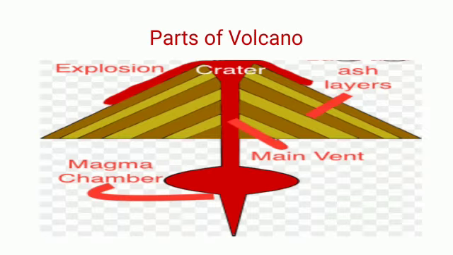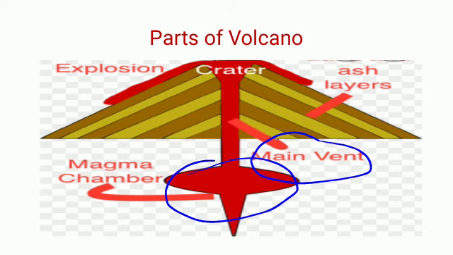Now let us see about these parts of volcanoes. What is this magma chamber? Before I start with this magma chamber, I just want to tell you about magma. Magma is a very hot molten rock which is under the earth. So where this magma is accumulated, that is magma chamber. So this is magma chamber, and this is vent. This is a vent pipe basically. Vent is an opening in the earth crust from where lava comes out. From this, magma comes out, and when it comes on the surface, that becomes lava. So that is a vent pipe or main vent.